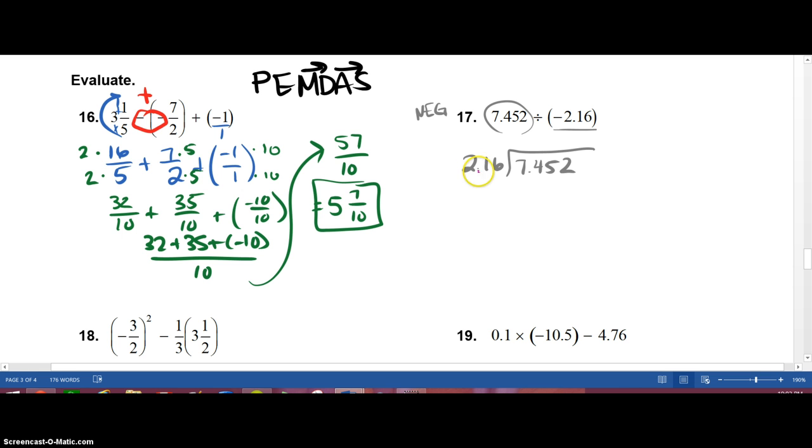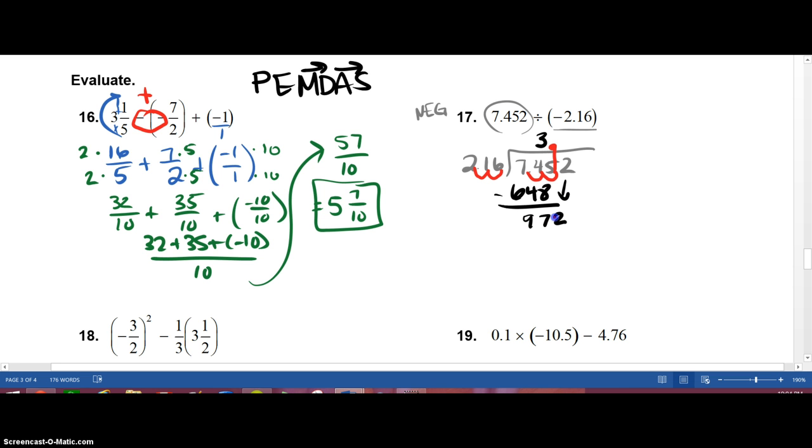Now my divisor has to be a whole number, so I have to swoop my decimal to the right until this becomes a whole number. So I'm going to swoop it once, twice. Whatever I do to the outside number, I'm going to have to do to the inside. I'm going to bring that decimal straight up there. So I'm looking at 216. How many times does that 216 go into 745.2? Here, 216 goes into 745 3 times. That'll be 648. When I subtract that, I will have 97 left over.